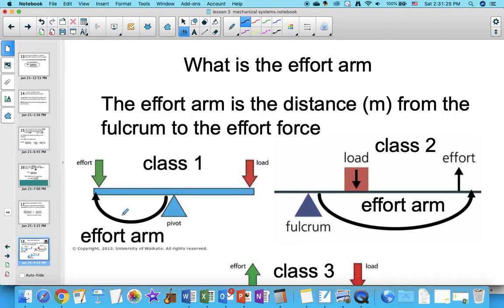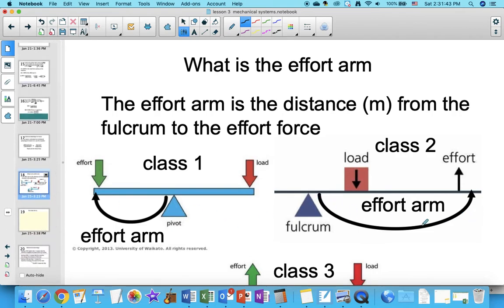So effort arm is the arm you're applying your effort force to. So in a class 1 lever, it's this because the effort's on this side. In a class 2 lever, now this is where it gets a bit tricky because some people make mistakes on this part.